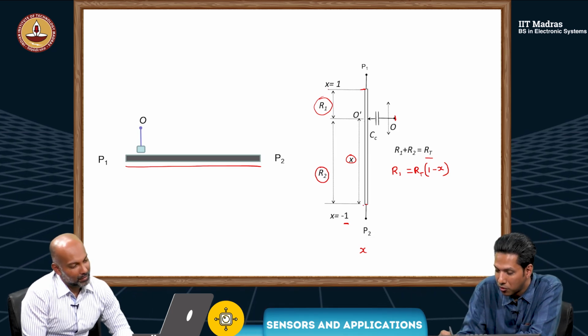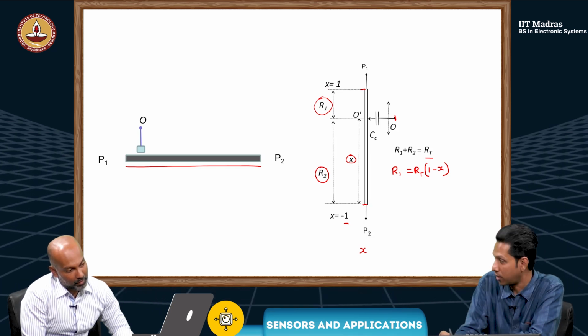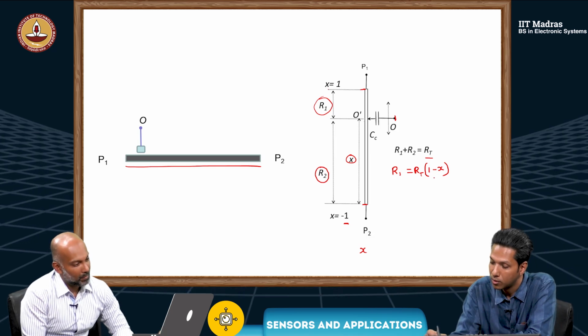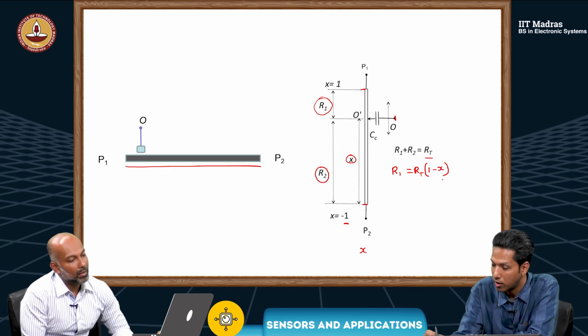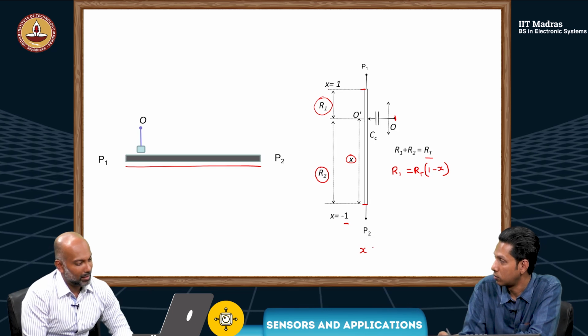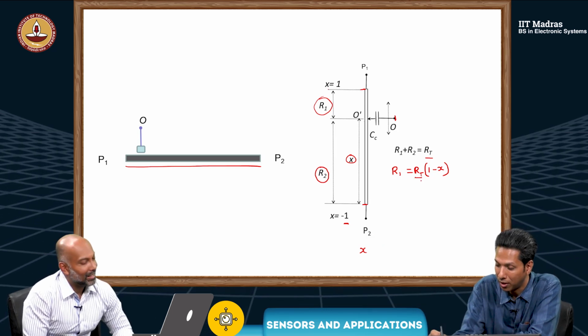What about if the wiper is here? R1 has to be RT. So if the wiper is here, X is -1. So 1 minus -1, 2 RT, which is not correct. Then I had to put maybe RT by 2.